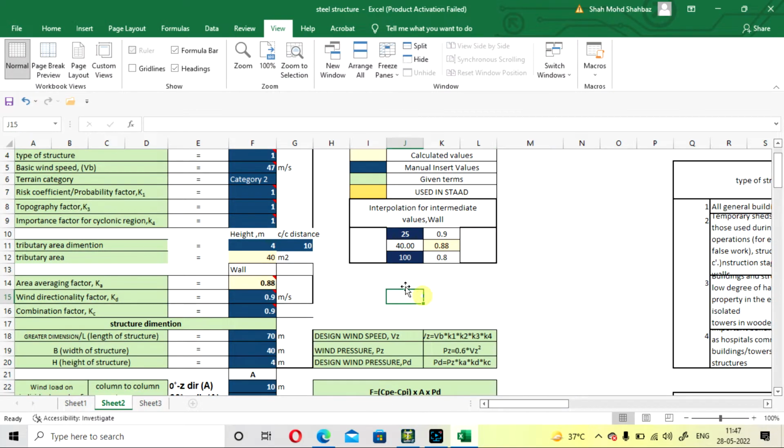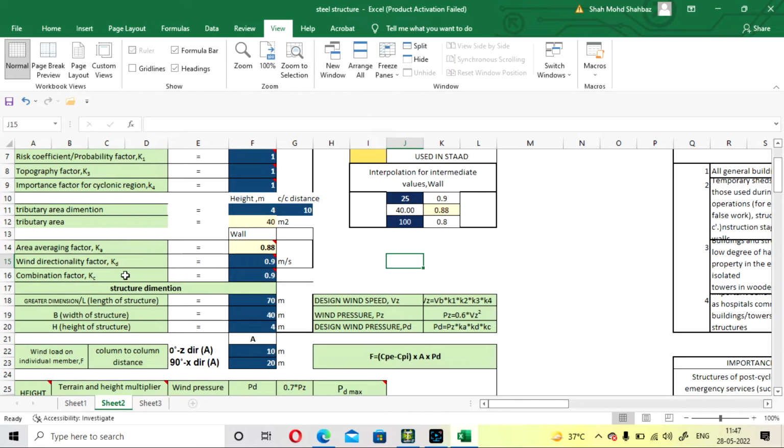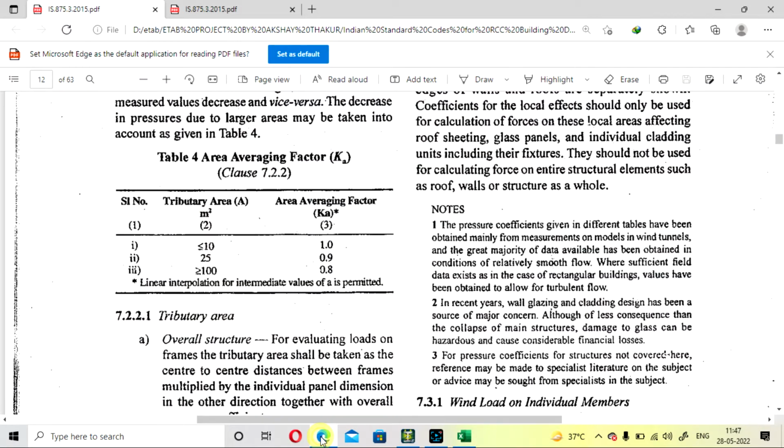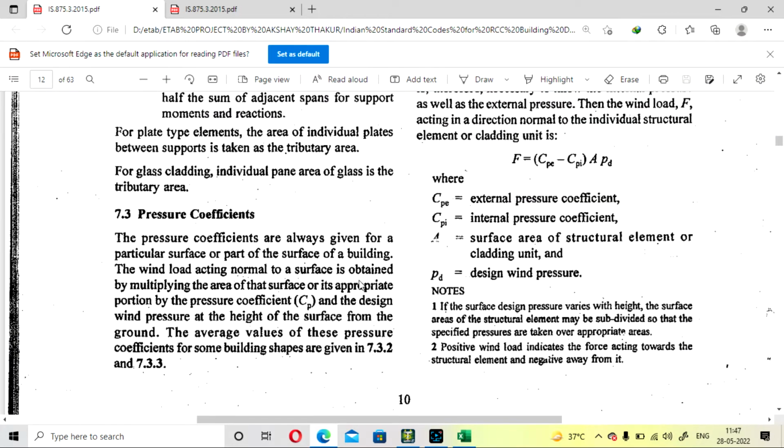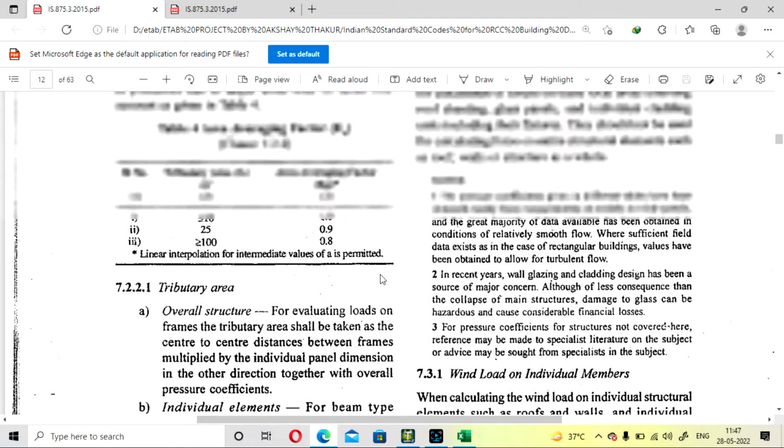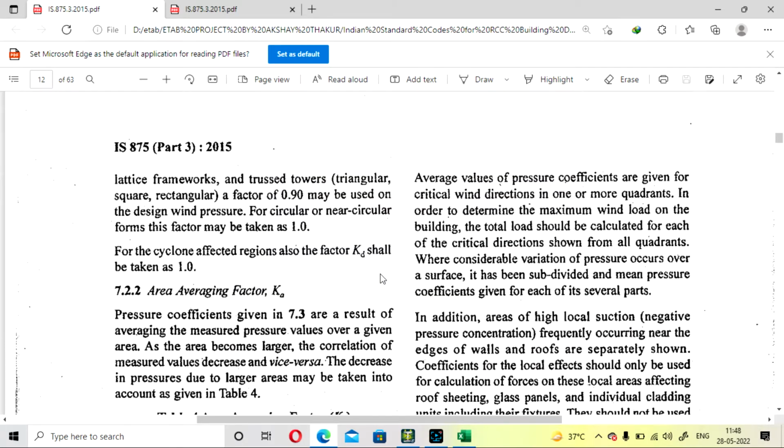Okay, here it is. Similarly for the wind directionality factor KD, page 910. KD will be here. This will be your KD.